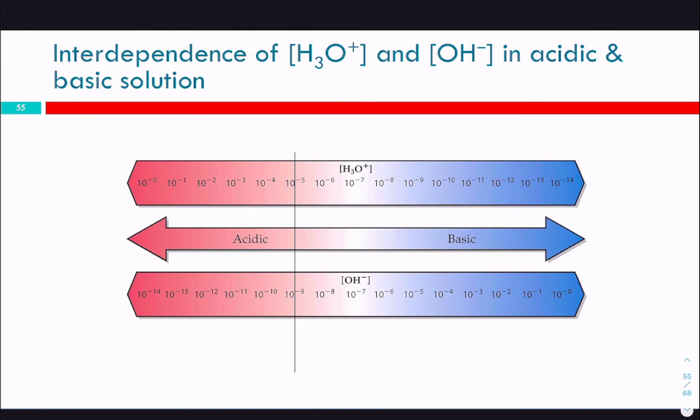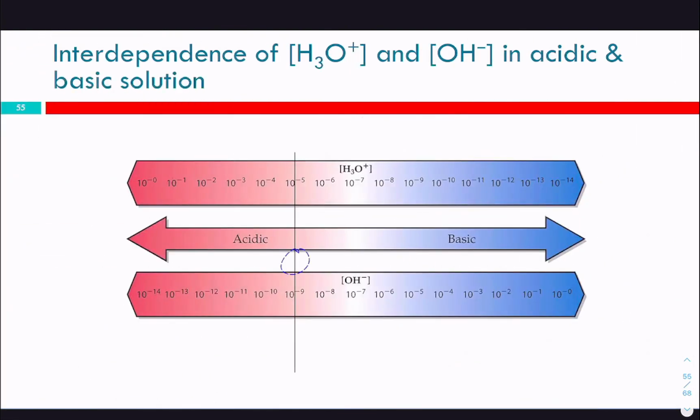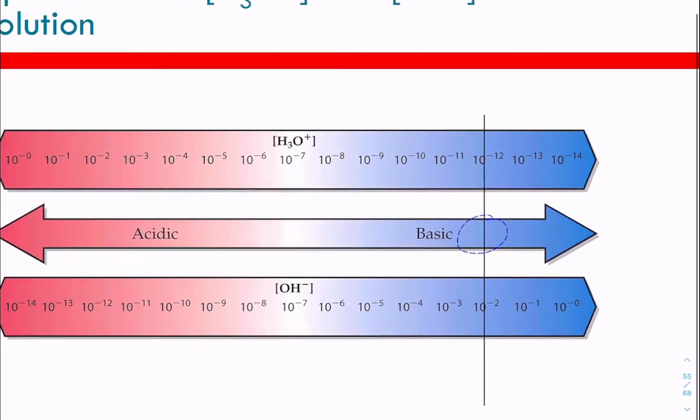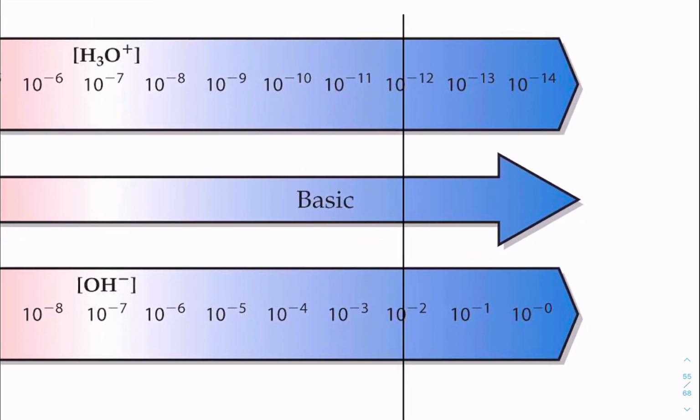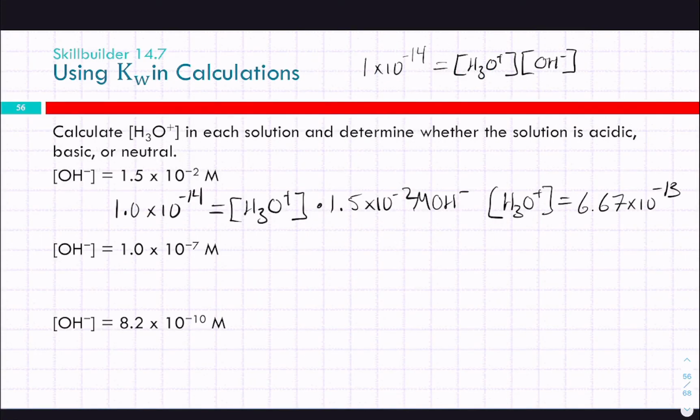We can use either of them, right? Let's use the hydroxide concentration, 1.5 times 10 to the minus 2. I can take this slider, and looking at our hydroxide here, we're going to move it to 1 times 10 to the negative 2. So over here. It's not quite 1 times 10 to the negative 2, but it puts us in the neighborhood. So that means that we have a basic solution, because 10 to the negative 2 is a larger number than 10 to the negative 12. Don't worry, there's a better way of writing these numbers. So this is going to be basic.